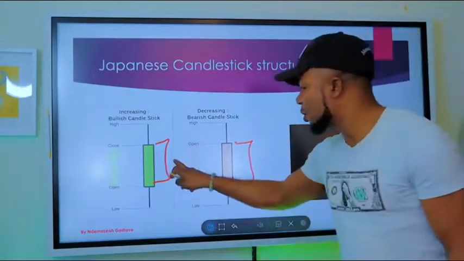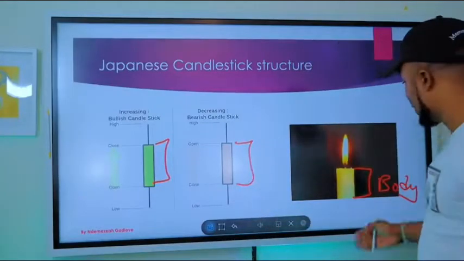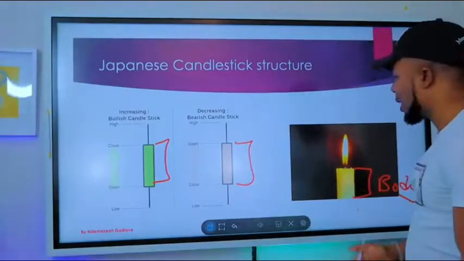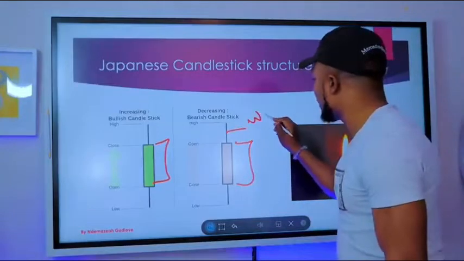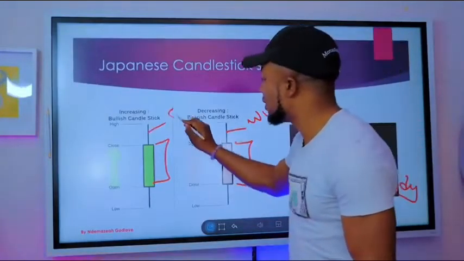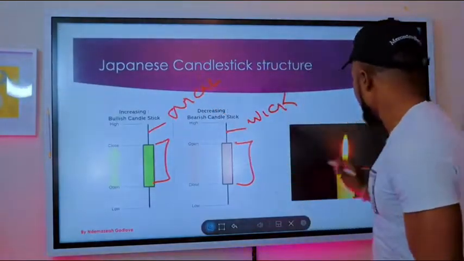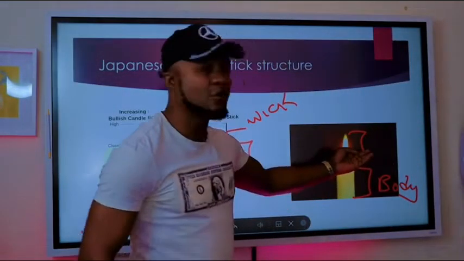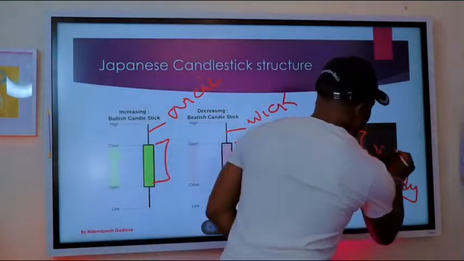All right, this is the body of the candle. The same thing here, this is the body of the candle. And we are talking about the wick. This is the wick of the candle, and here where you see the light, is the wick of the candle.